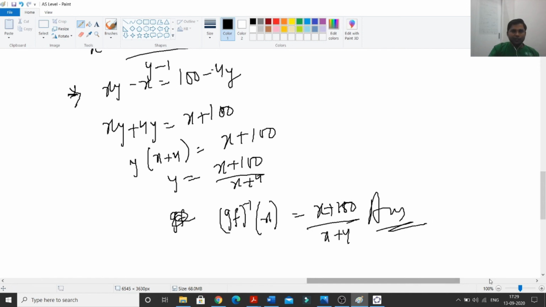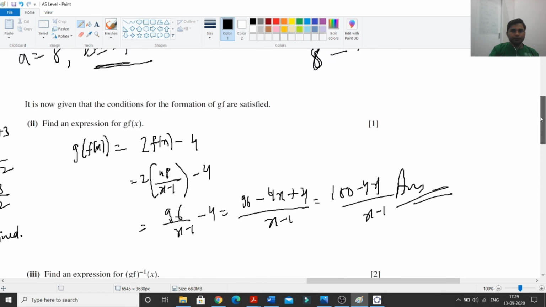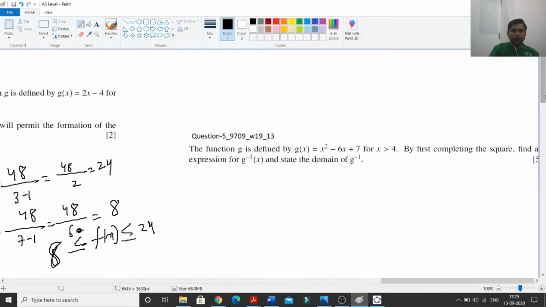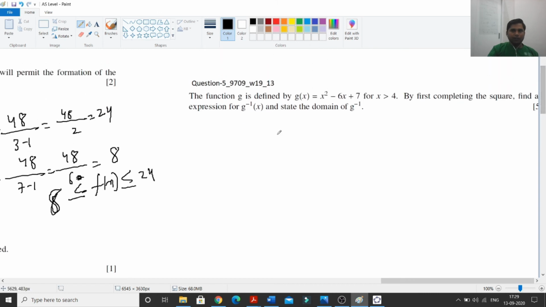Now let's move to the next question. Okay, this is the last question. The function g is defined by g(x) equal to x squared minus 6x plus 7 for x greater than 4. By completing the square, find the expression for g inverse.